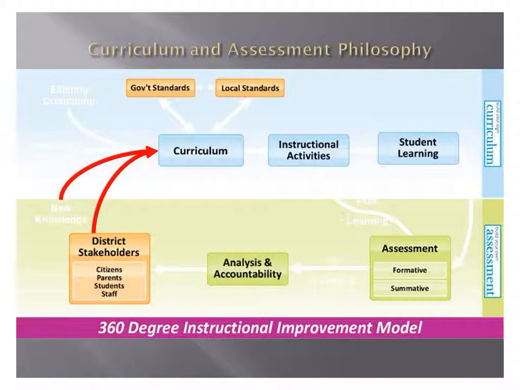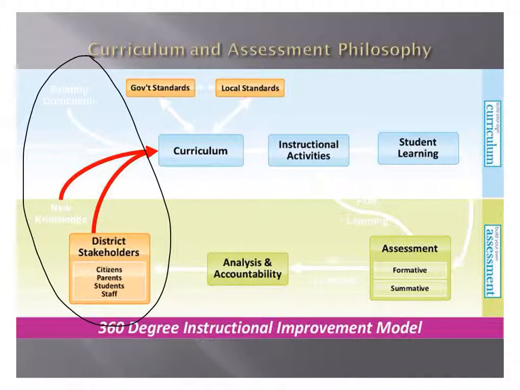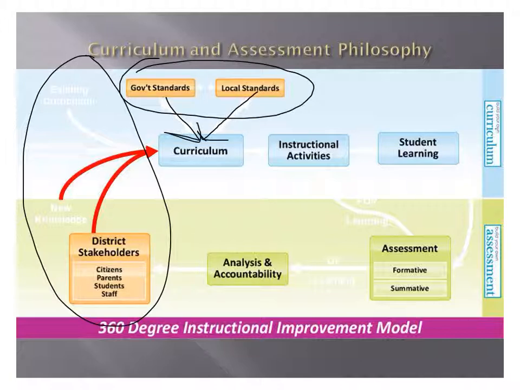The curriculum, instruction, and assessment model really is a 360-degree improvement model because these all play in and can happen at different times. But when we're looking at developing our curriculum, we really are taking into account several of these things, such as the existing curriculum, any new knowledge that we've gained, the input from our stakeholders, and then taking a look at those standards, government-adopted standards on the state level, as well as local adopted standards, and those all help to drive our curriculum.